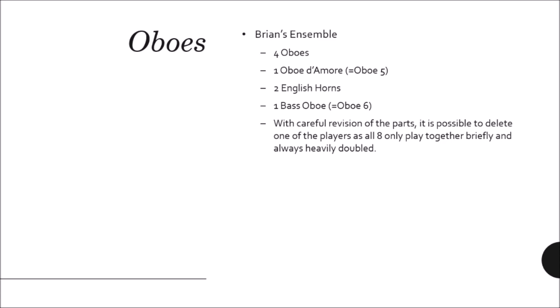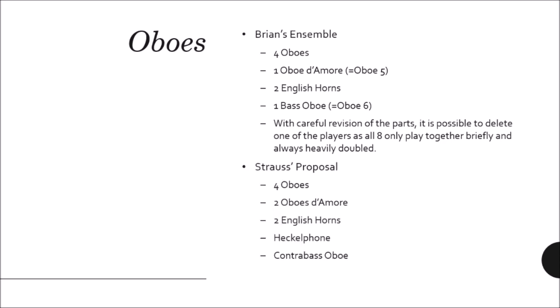So if we carefully rewrite the parts, what would be technically oboe 3 could be eliminated, and we just keep the rest of our doublings together, and we can eliminate 1 player here. So we're really only dealing with 7 oboists. This is what Strauss proposed. 4 oboes, 2 oboes d'amore, 2 English horns, a heckelphone, and a contrabass oboe. Only a few slight differences here.